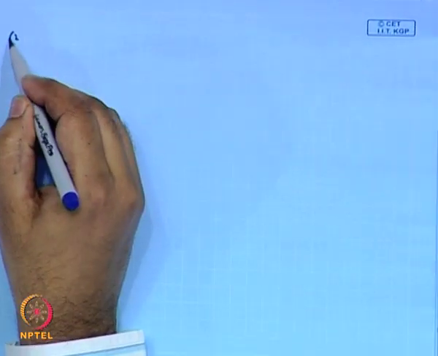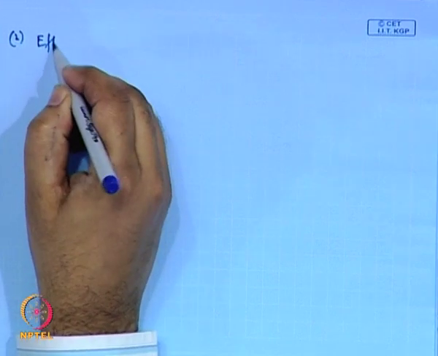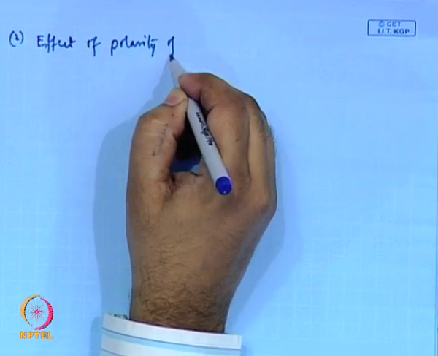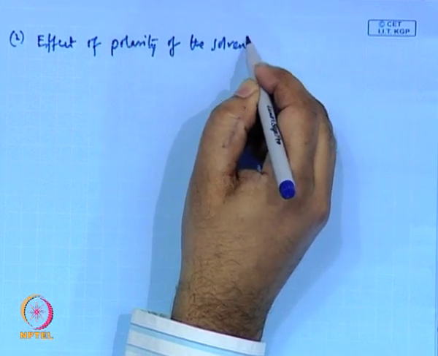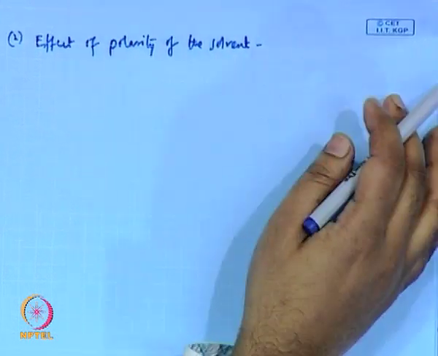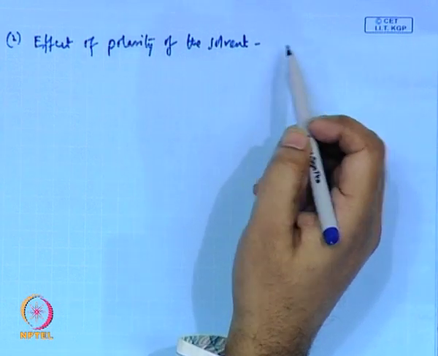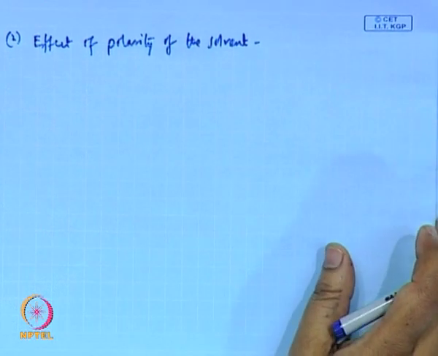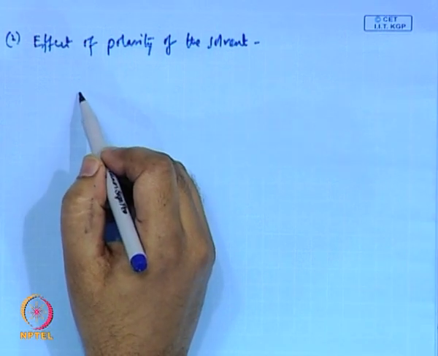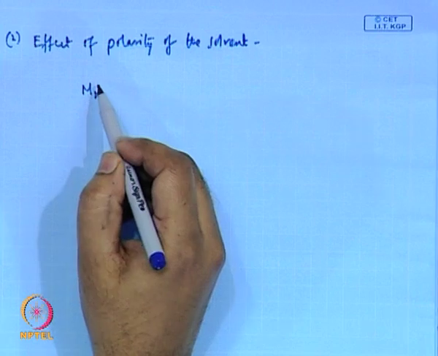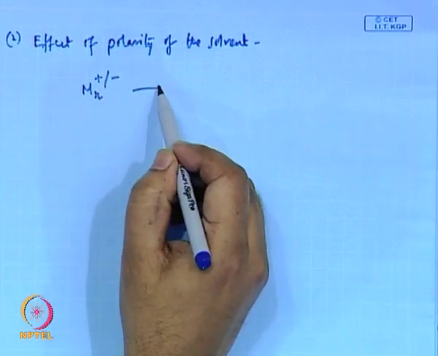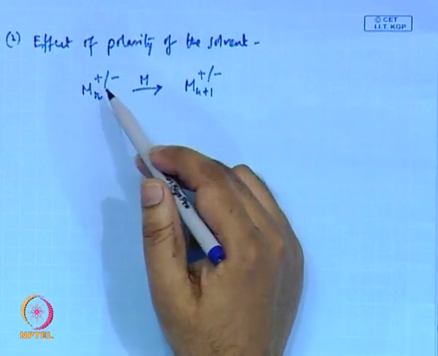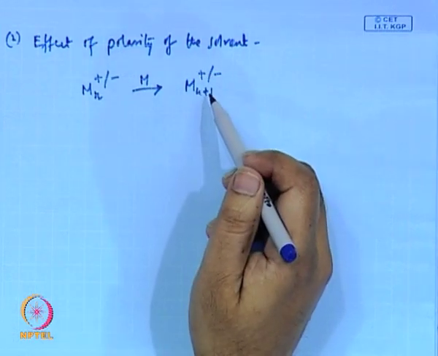Now, the second characteristic we want to talk about is the effect of polarity of the solvent. It is not only polarity, but the capability of the solvent molecules to solvate the ionic species during the chain propagation. As we have seen earlier, a propagation reaction can be written like this. It is either a cationic species or an anionic species.